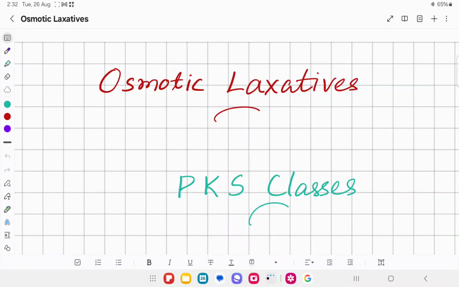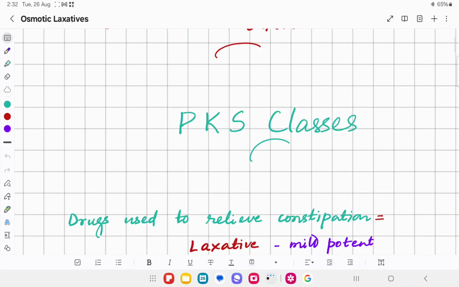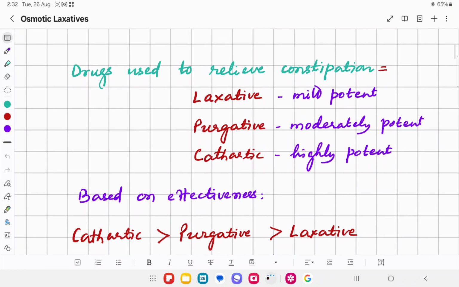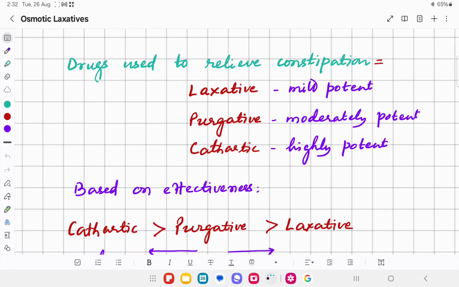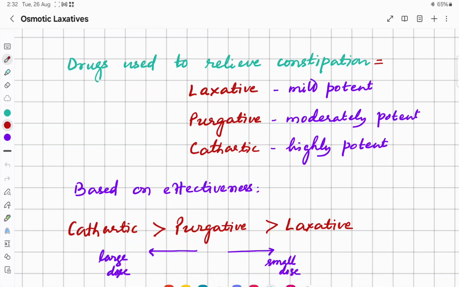Today we'll study osmotic laxatives. So, laxatives, purgatives, cathartics are drugs used to relieve constipation, and they differ in their potency. When it is mild in potency, it is a laxative, moderately potent it is a purgative, and highly potent it is a cathartic.